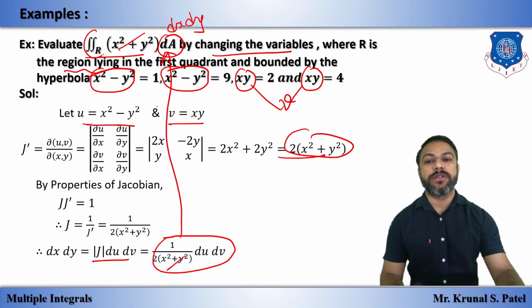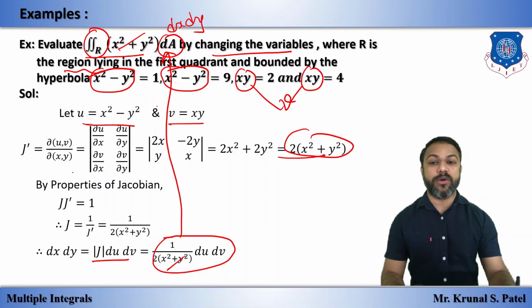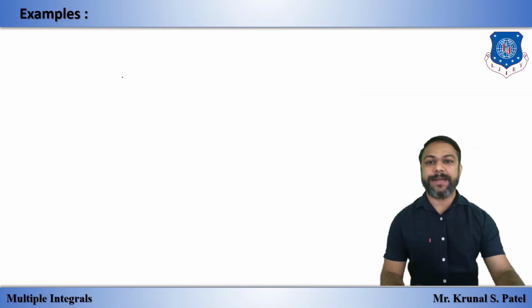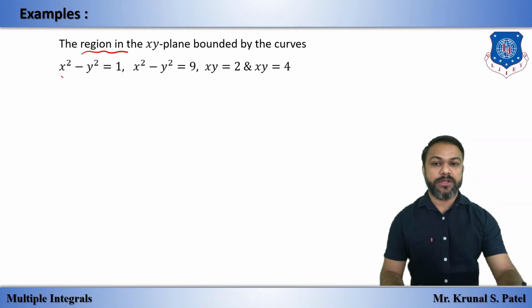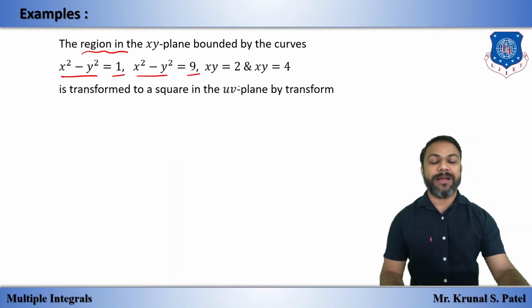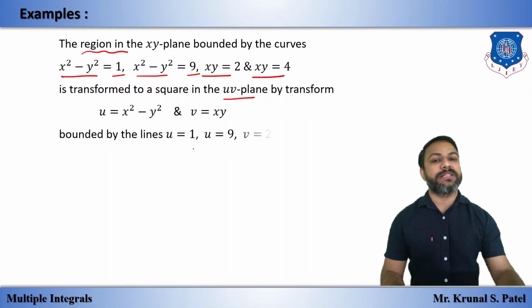Now we have to find the limits. For that, the region is bounded by all the hyperbolas. So we have these 4 hyperbolas, 1, 2, 3 and 4. So we will write that down. The region in xy is bounded by these 4 curves. So u is equal to 1, u is equal to 9, by using the transformation, and v is equal to 2 and v is equal to 4.